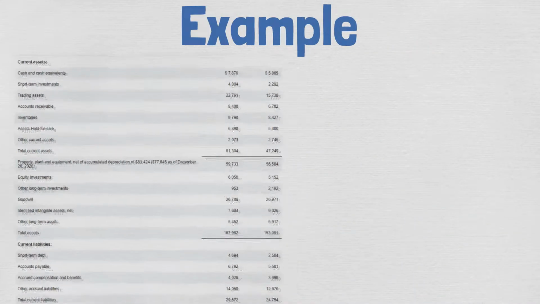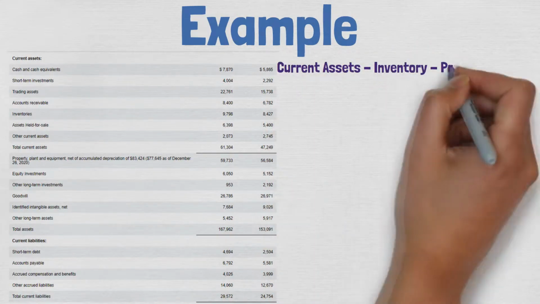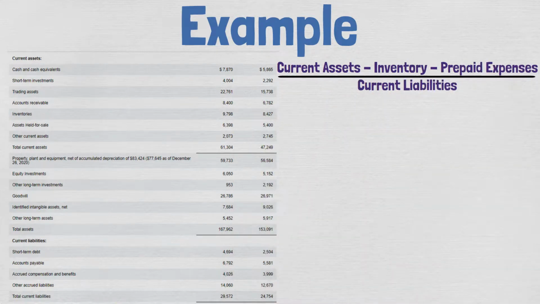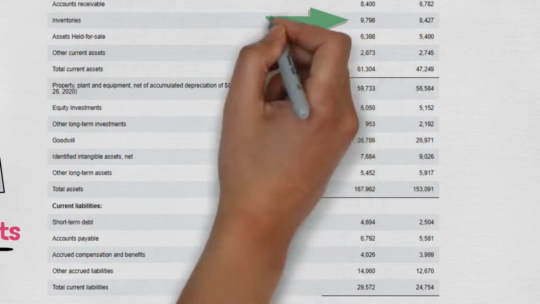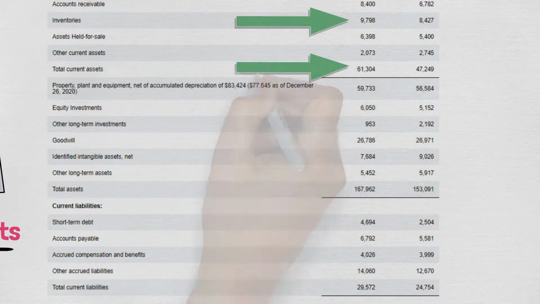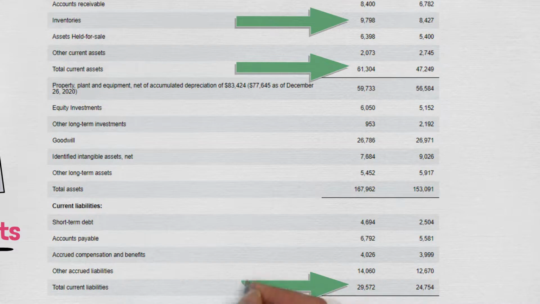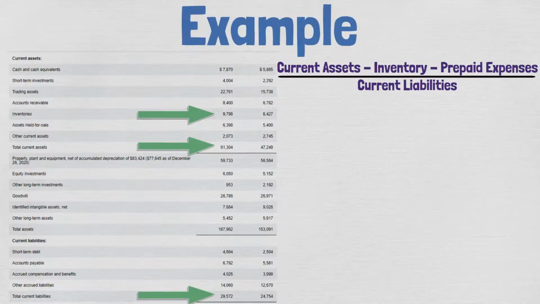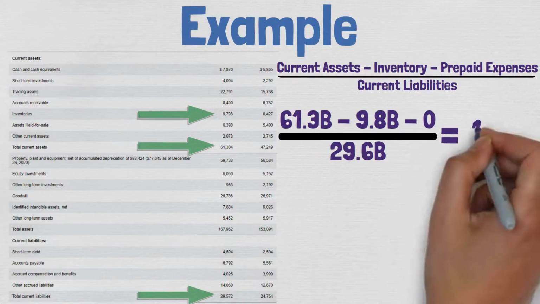Let's take a look at an example. Let's use Intel as our example. You can find all the required values from the balance sheet. For the first quick ratio formula, Intel's inventory is $9.8 billion. Intel has no prepaid expenses in its balance sheet. The current assets are $61.3 billion and the current liabilities are $29.6 billion. This means that the quick ratio is 1.74.